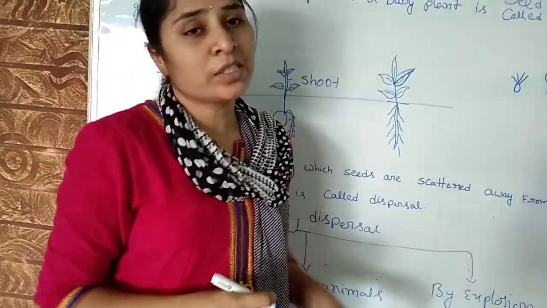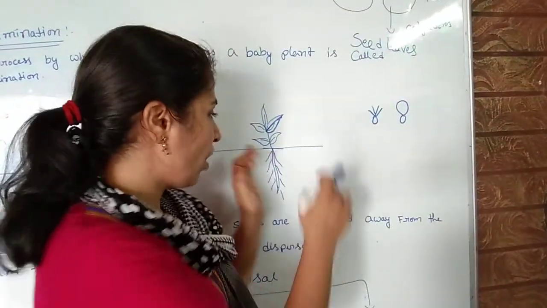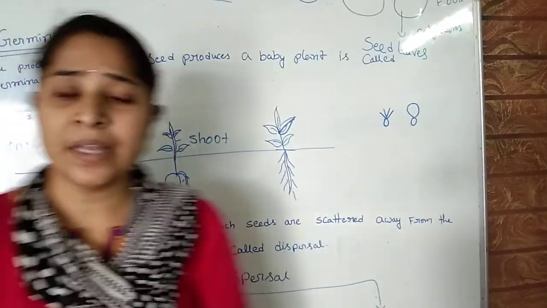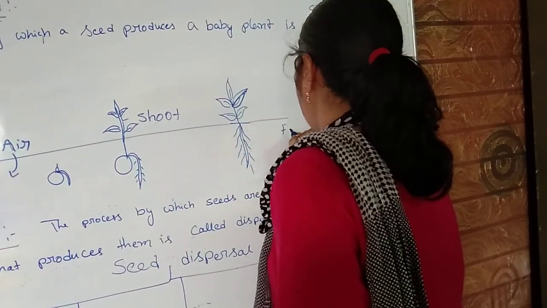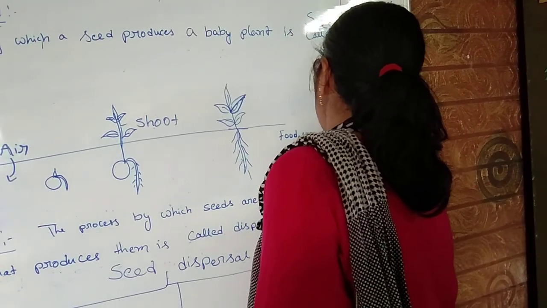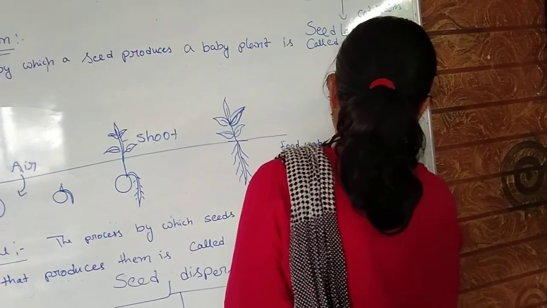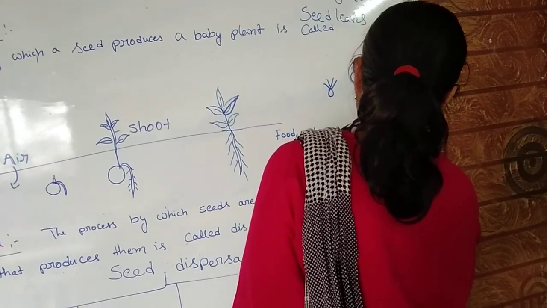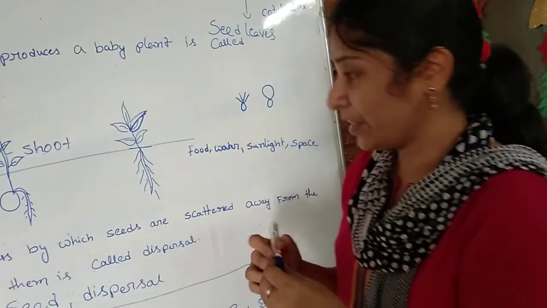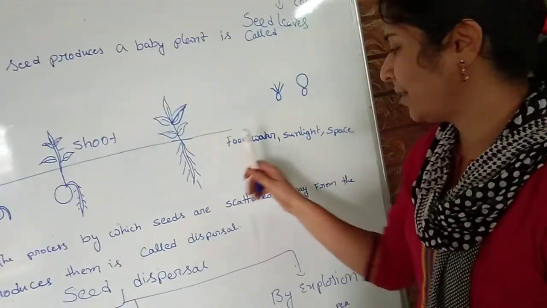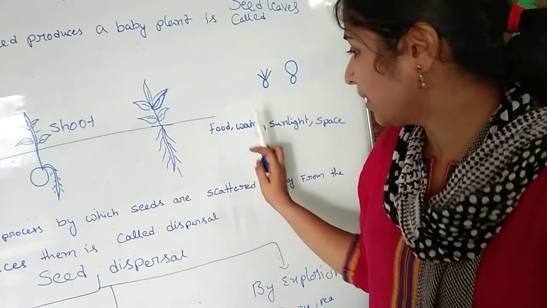It produces more seeds, and what will happen? All the seeds fall off in one place only. What will happen? There is a competition for food, water, sunlight and space with the mother plant and with the other baby plants. That's why there is a need for scattering of the seeds.